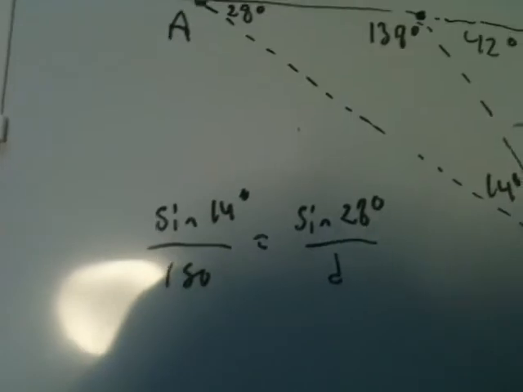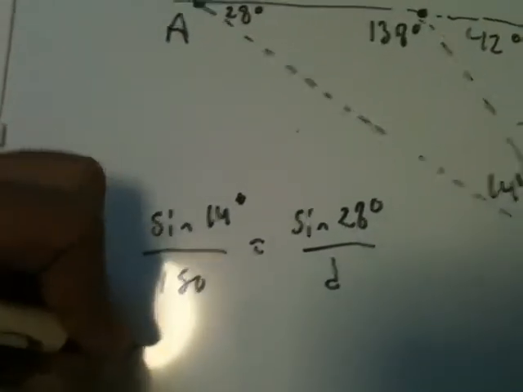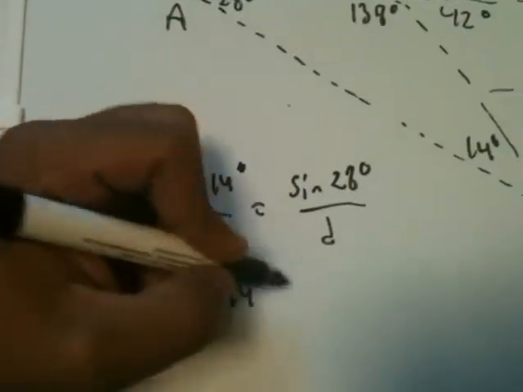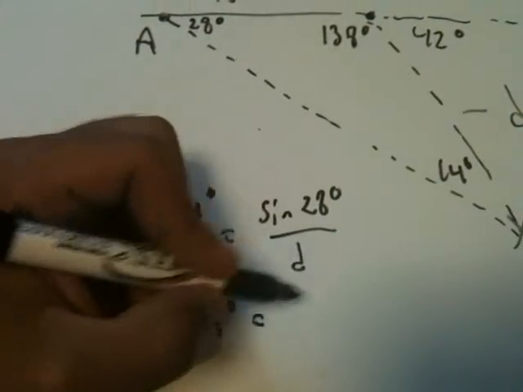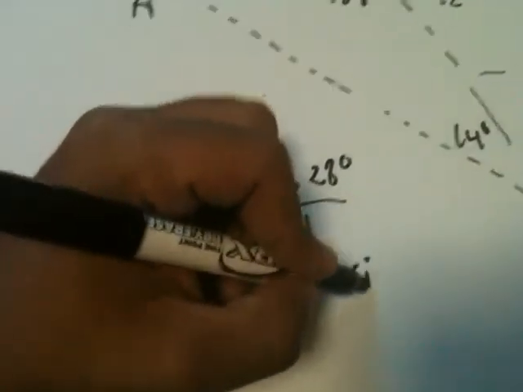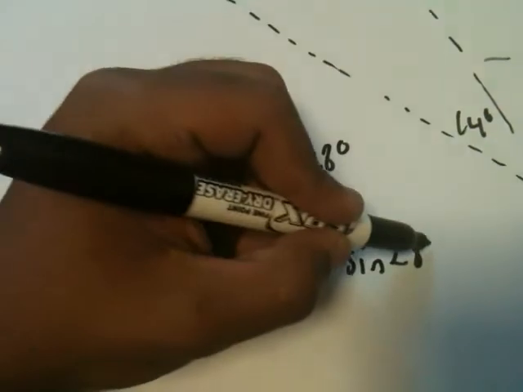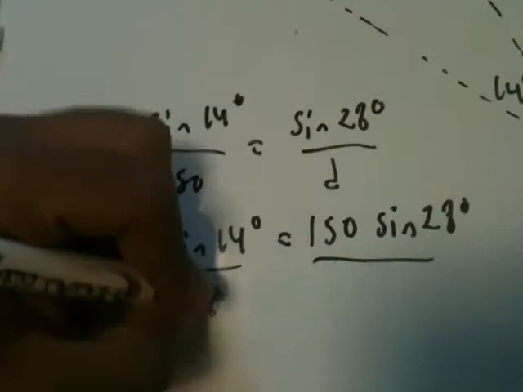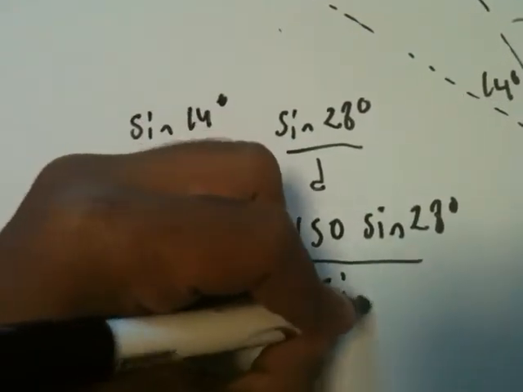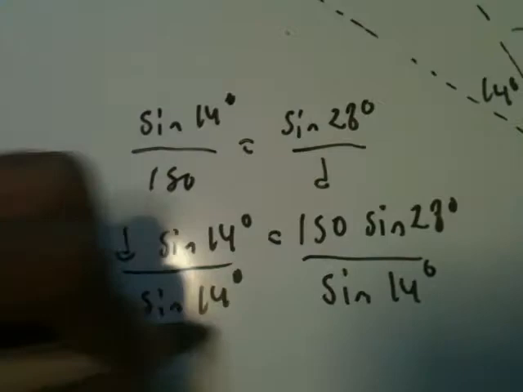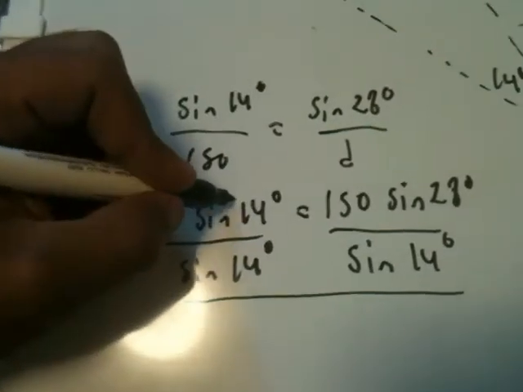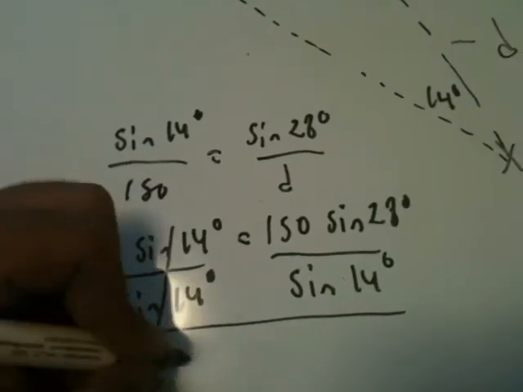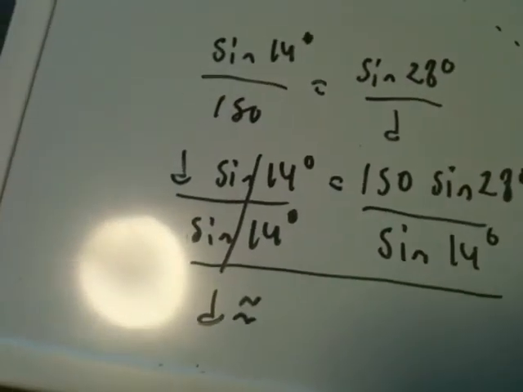So we go on by solving this. You can cross multiply, so you get d times the sine of 14 degrees equal to 150 times the sine of 28. You can divide both sides by the sine of 14. And that leaves, since the sine of 14s cancel out, d is approximately equal to, let's get out the calculator.